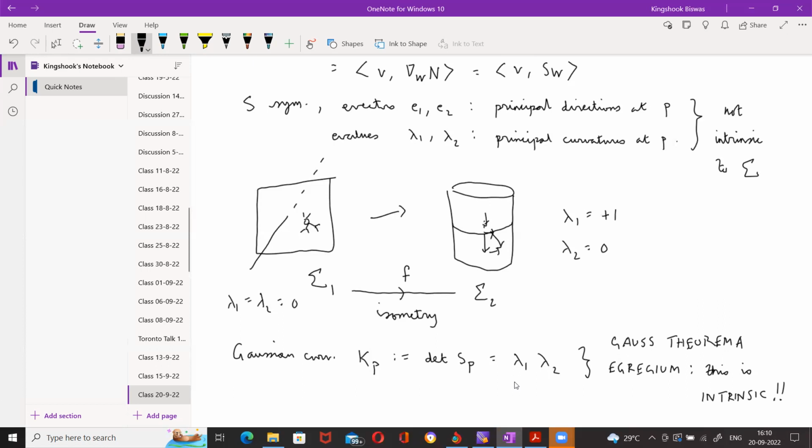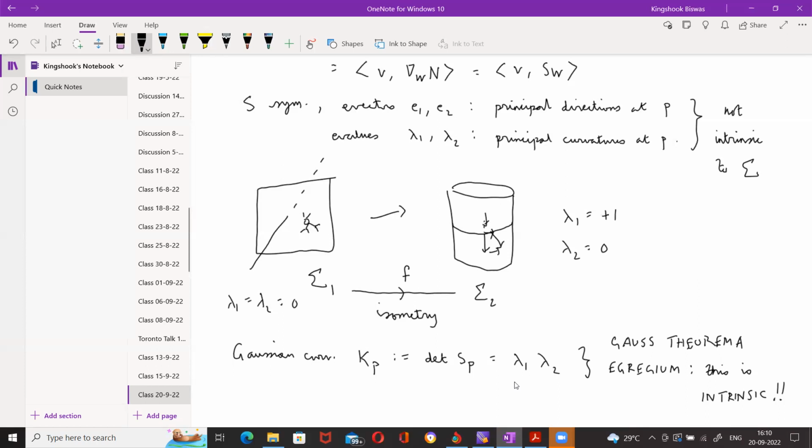And this is the Gaussian curvature. It's the product of the principal curvatures. So what does positive curvature mean? Positive Gaussian curvature means either both the principal curvatures are positive or both negative, right? So if you just change the normal vector, you can assume that both the principal curvatures are positive.